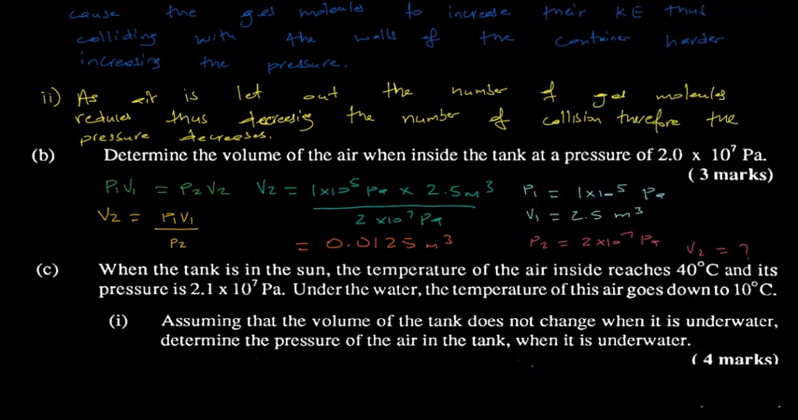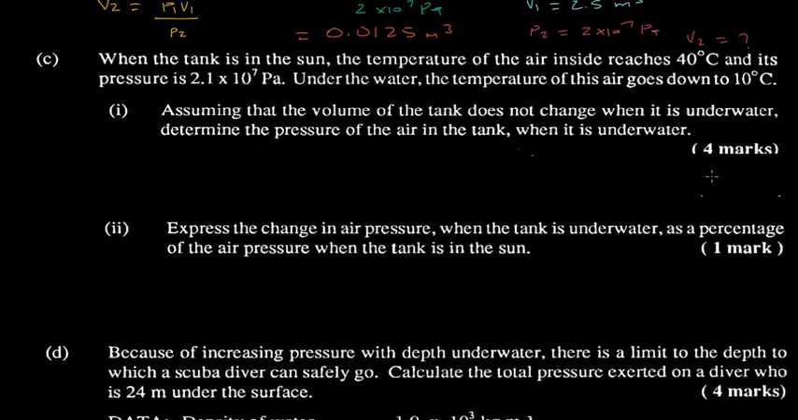Now, the next question says that when the tank is in the sun, the temperature of the air inside reaches 40 degrees Celsius, and its pressure is 2.1 times 10 to the 7 pascals. Under the water, the temperature of this air goes down to 10 degrees Celsius. Assuming that the volume of the tank does not change when it is underwater, determine the pressure of the air in the tank when it is underwater.